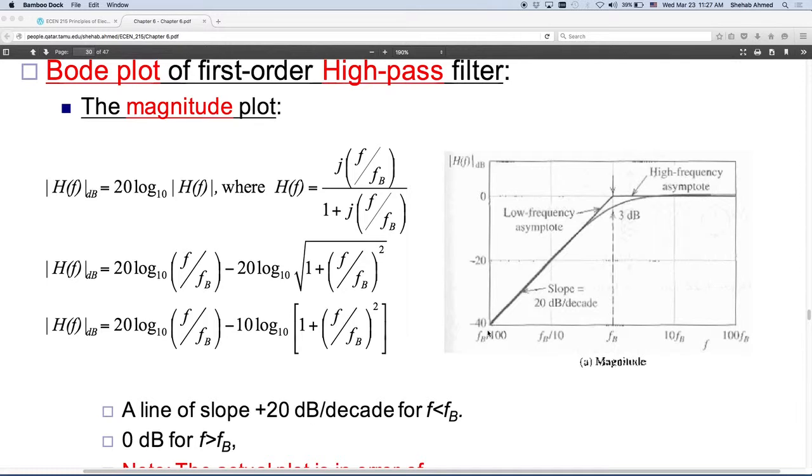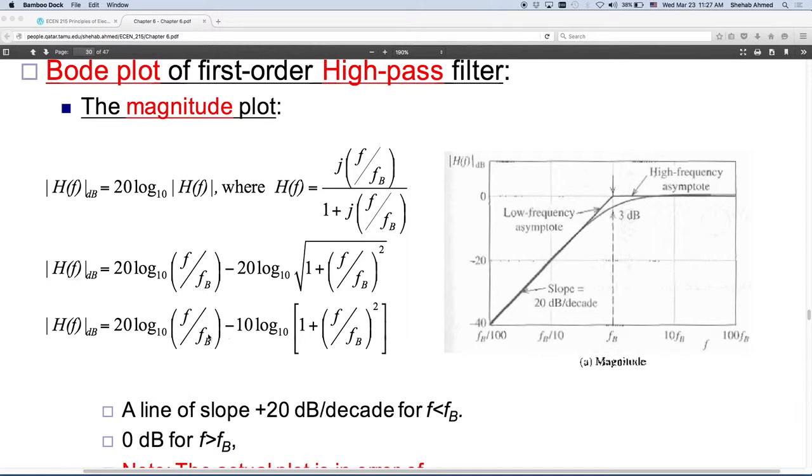And on the high frequency end, f is much greater than fb. What will happen? Log of a large number. What's the log of a large number? Log of 1,000 is 3. And then this as well is a large number, right? 1 is insignificant. f is much larger than fb. So this is also log of a large number.